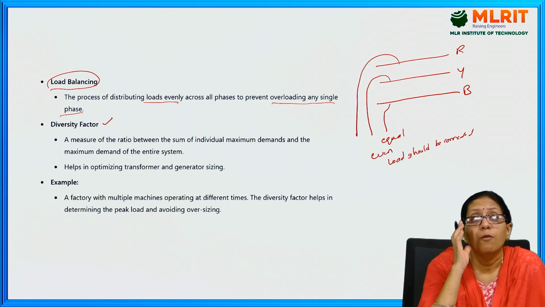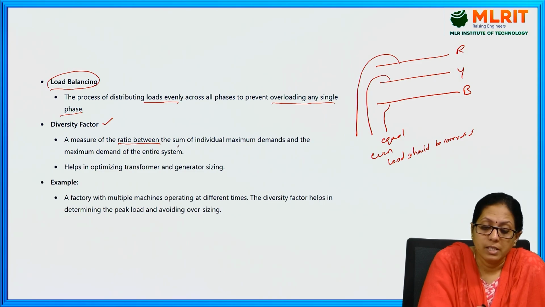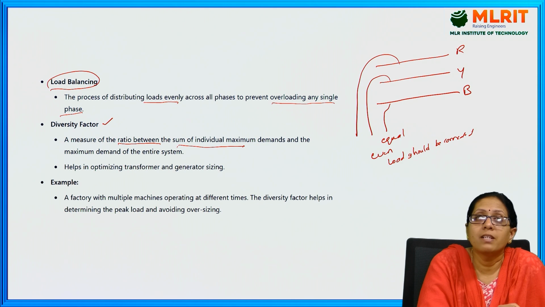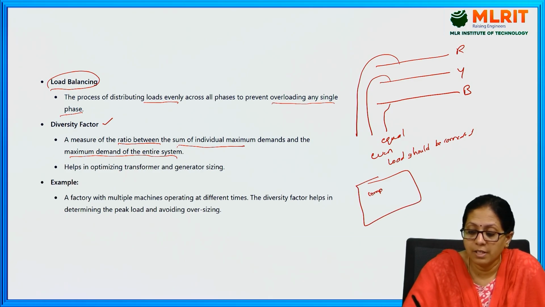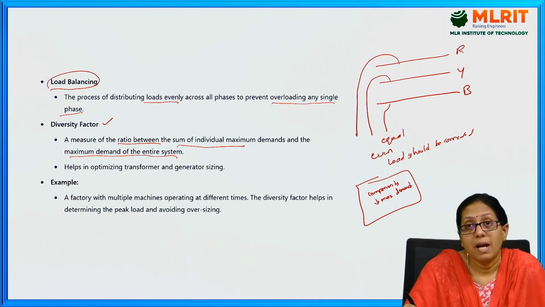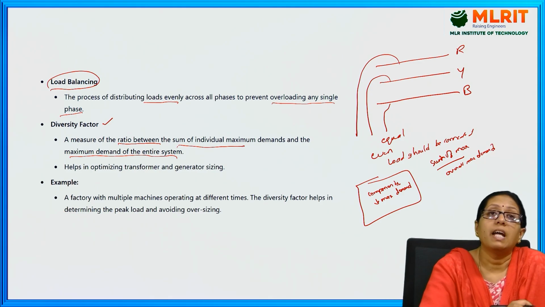Next one is diversity factor. Diversity factor is a measure of the ratio between the sum of individual maximum demands and the maximum demand of the entire system. If the overall system is there, inside it you will have different components, and each component will have a maximum demand. So the sum of the maximum demands of each component to the overall maximum demand is nothing but your diversity factor.